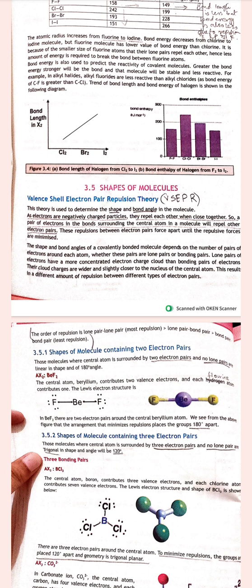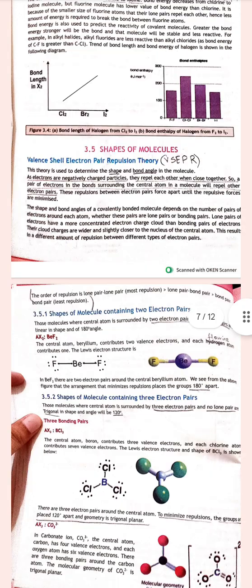Bond energy is also used to predict the reactivity of covalent molecules. The greater the bond energy, the stronger the bond, and that molecule will be stable and less reactive. For example, alkyl fluorides are less reactive than alkyl chlorides, as the bond energy of CF is greater than CCl. So the CF bond has a high bond energy and the molecule will be stable and least reactive.